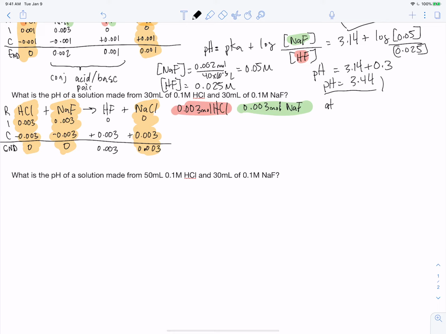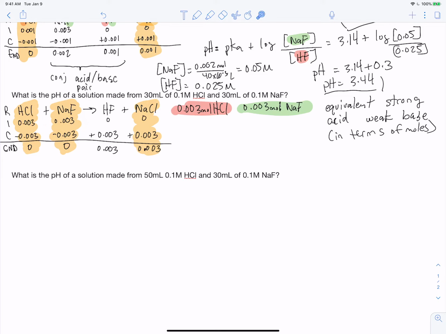And so sometimes the question will be worded as complete neutralization. In titrations, you're at the equivalence point. So I'm going to use the term equivalent strong acid, weak base, and this is in terms of moles. At the end of the neutralization reaction, I have none of this and none of this, so I've added equal amounts of them. If it was a strong acid, strong base situation, your pH would just be equal to 7. But it's not that situation.